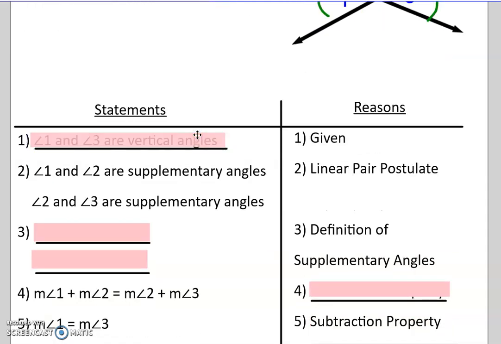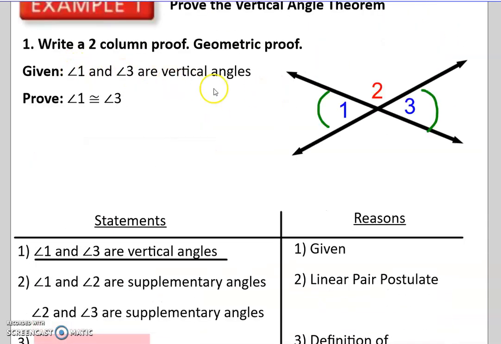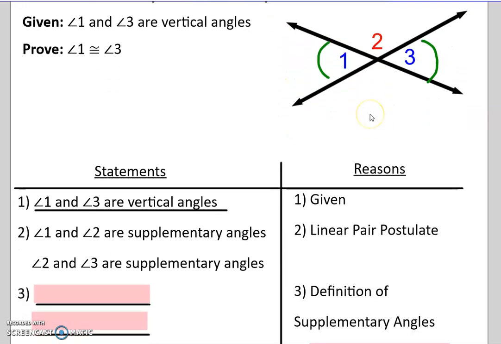Always start with the given statement, right? Angle 1 and angle 3 are vertical angles, and that was given to me. The next statement is that angle 1 and angle 2 are supplementary angles. We can see that, right? Angle 1 and angle 2 are supplementary. I can also say that 2 and 3 are supplementary, and I can say that because of their linear pair. They're a linear pair and because of the linear pair postulate. Okay? I'm on a line. 2 angles are a linear pair, they're also supplementary. So now we have to fill in the blank here.